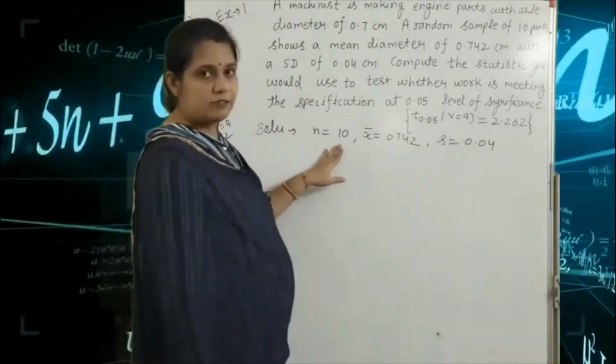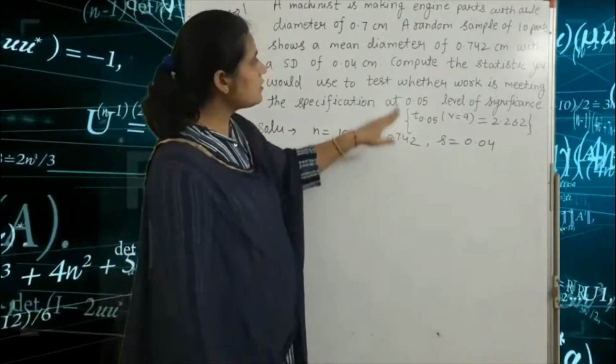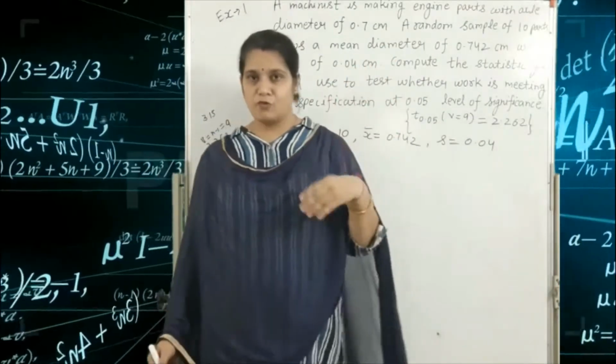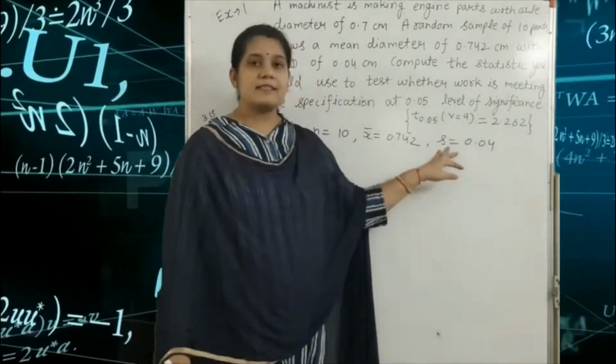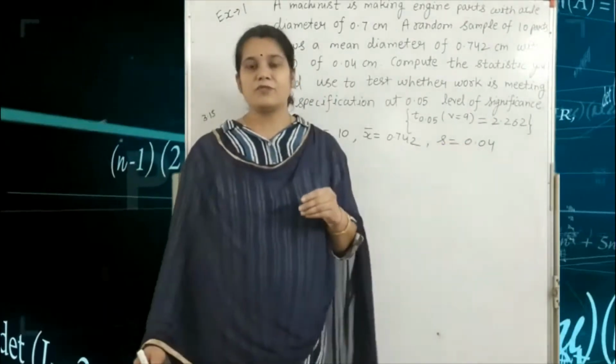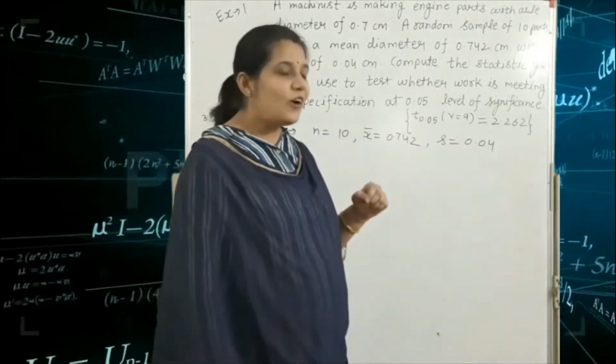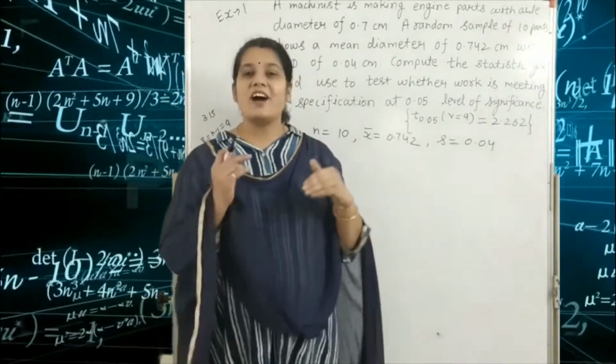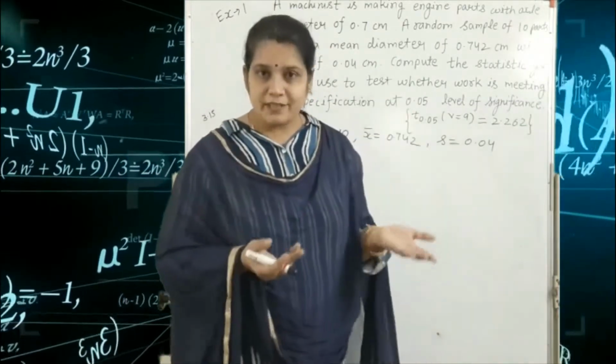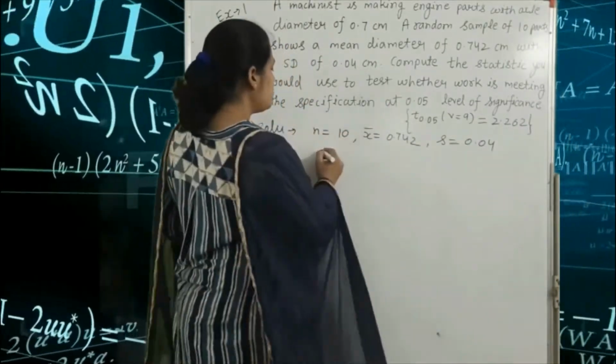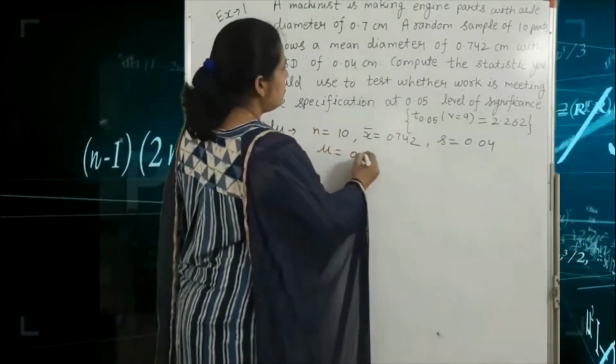Here n is equal to 10, x bar is equal to 0.742 and s, the standard deviation, is 0.04. Why do we write the small s here? Because this standard deviation is according to our sample. And here mu is equal to 0.7.